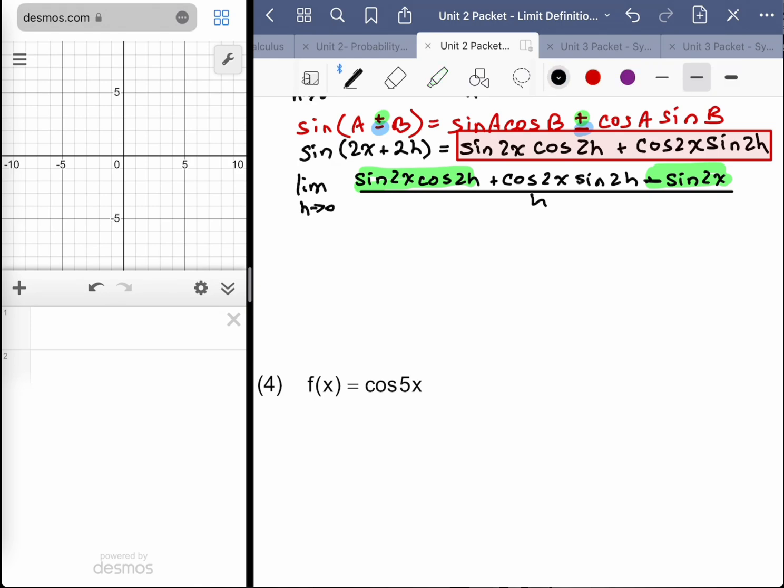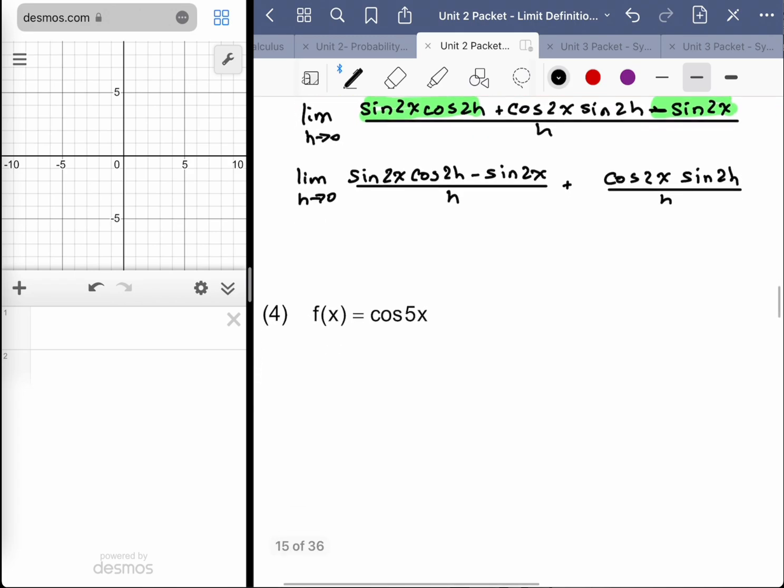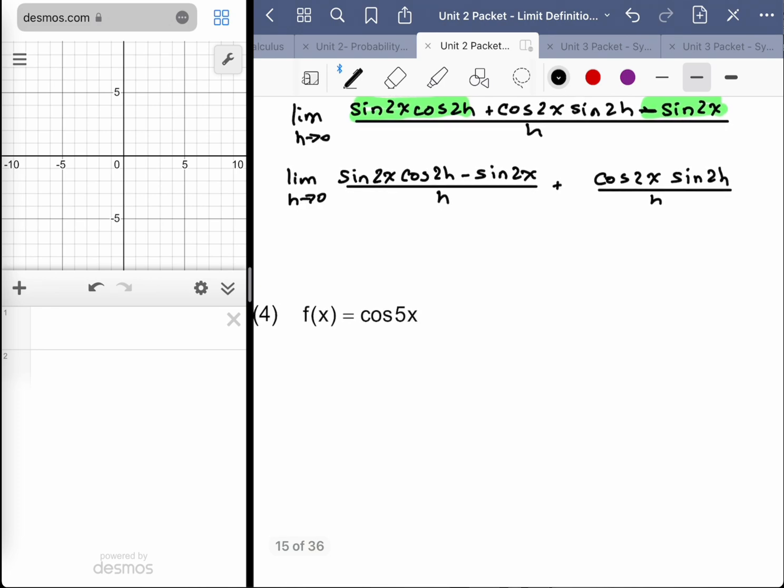So I'd be looking at sine 2x times cosine 2h minus sine 2h over h, plus cosine 2x times sine 2h also over h, with the limit out in front. We can split the limit and also factor out the sine of 2x and the cosine of 2x all in one shot. I think that's probably an efficient approach.